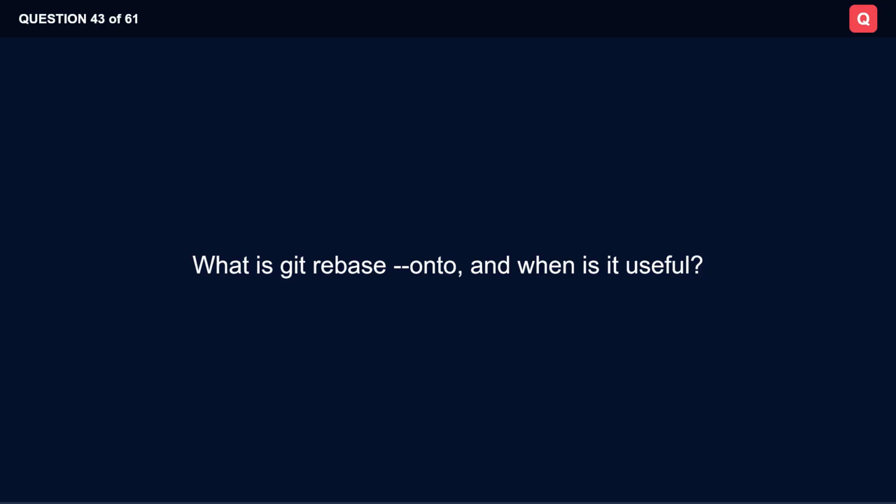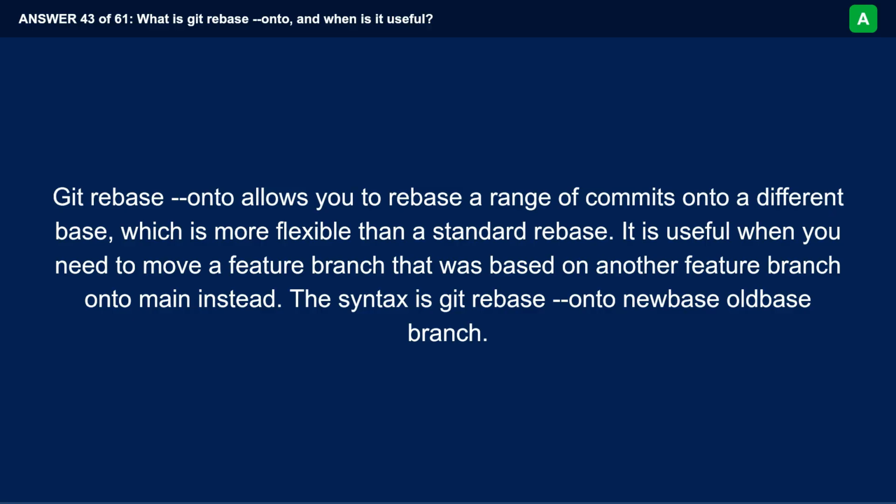What is git rebase --onto, and when is it useful? Git rebase --onto allows you to rebase a range of commits onto a different base, which is more flexible than a standard rebase. It is useful when you need to move a feature branch that was based on another feature branch onto main instead. The syntax is git rebase --onto new-base old-base branch.